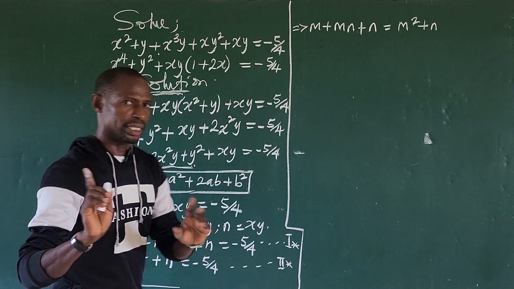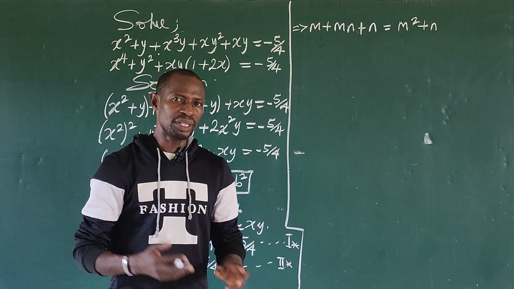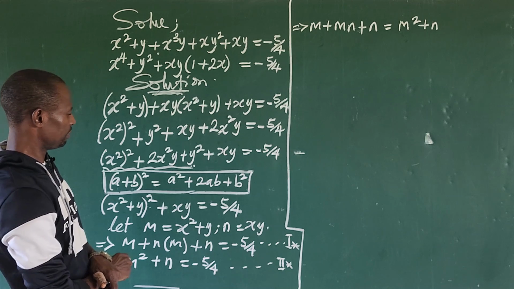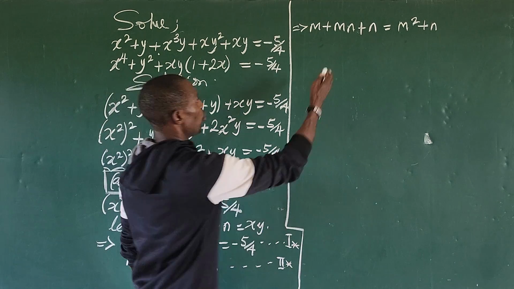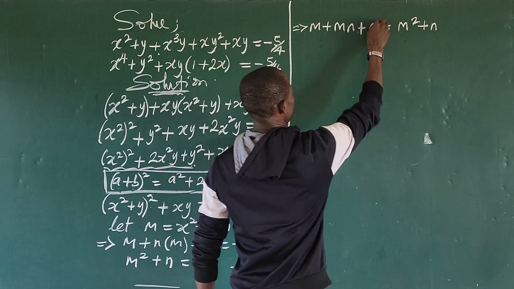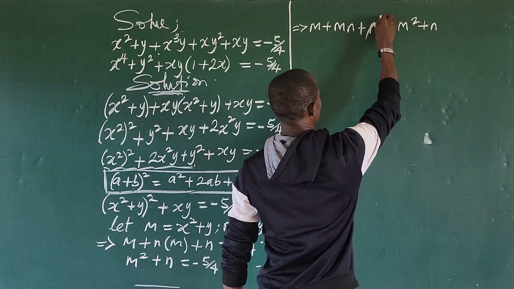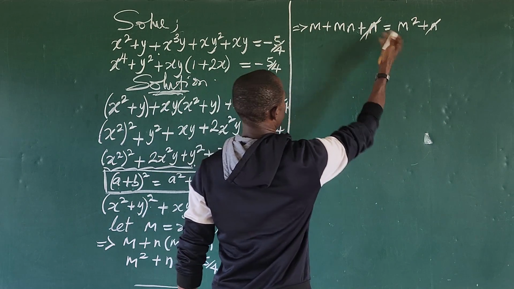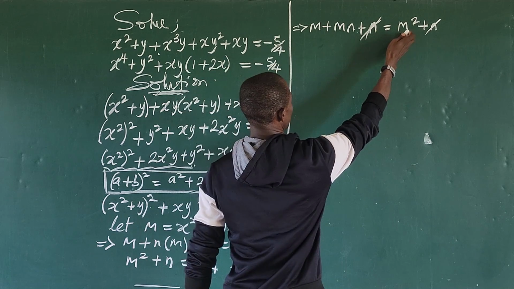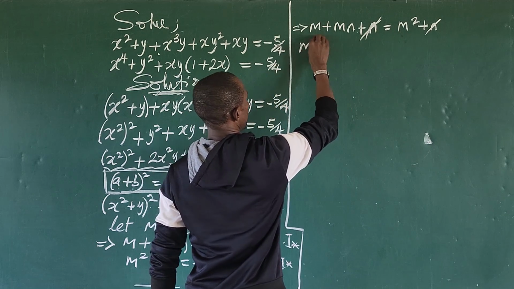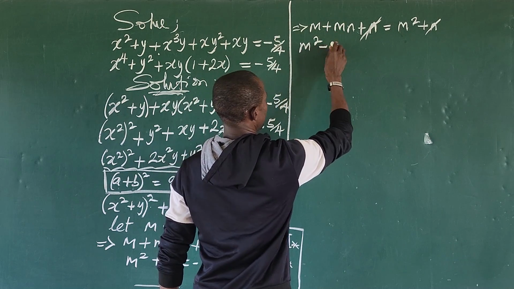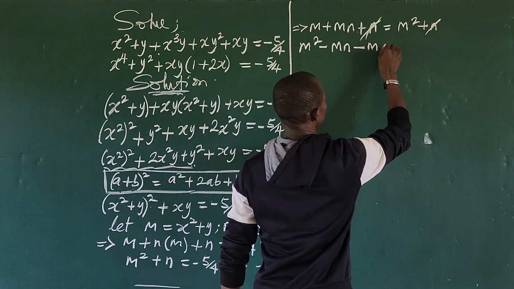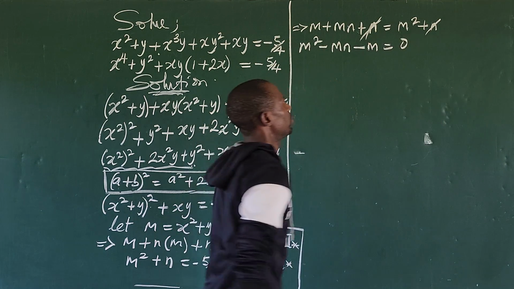Okay, so this is what I said at the beginning, that at the middle, we're going to equate the two equations. Okay, so here, we know that this and this will leave the system. This is n, so this cancels out with this, and so we are now left with this. So let's rearrange the equation. This has the highest power, so this is going to give us m squared, then minus mn, then minus m, this is equal to 0.